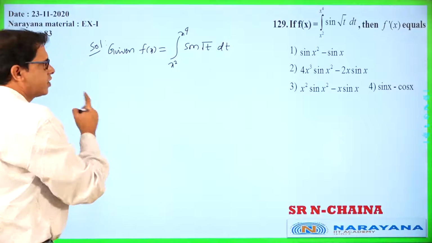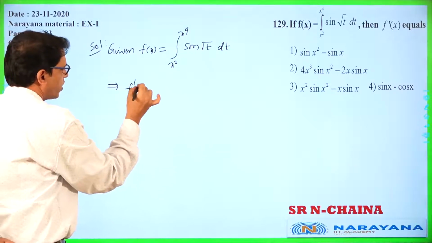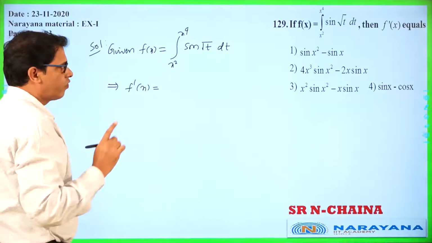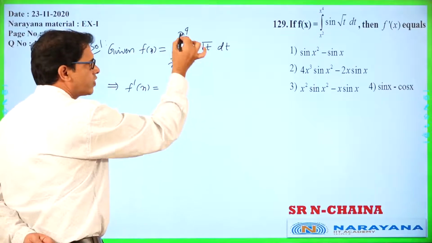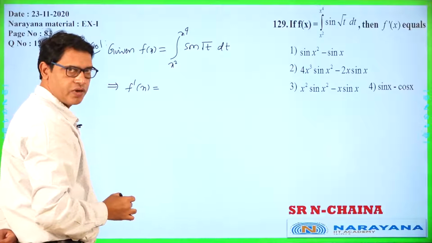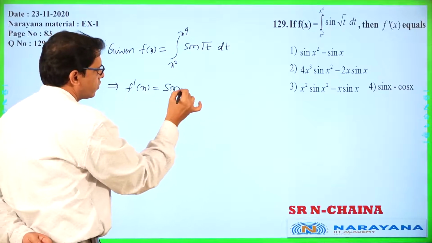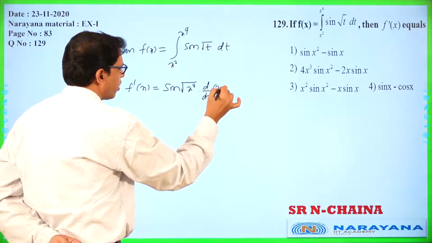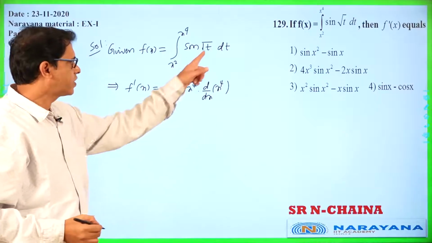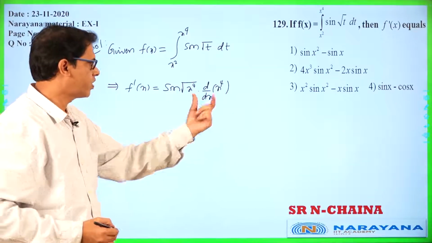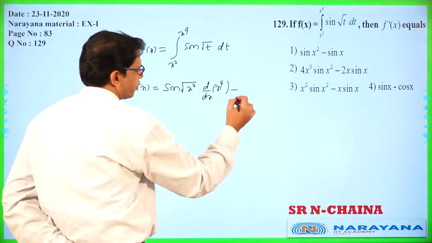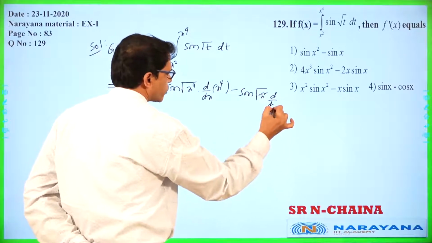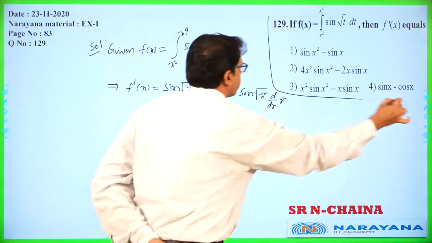Now, as I just said, we differentiate. So d by dx of f of x equals d by dx of this one. Apply the Leibniz rule. What did I say? First replace the variable with the upper limit, that is sine of root over x to the power 4, then into d by dx of the upper limit. Replace with the upper limit, then the derivative of the upper limit, minus the same: sine of root over x square into the derivative of x square.